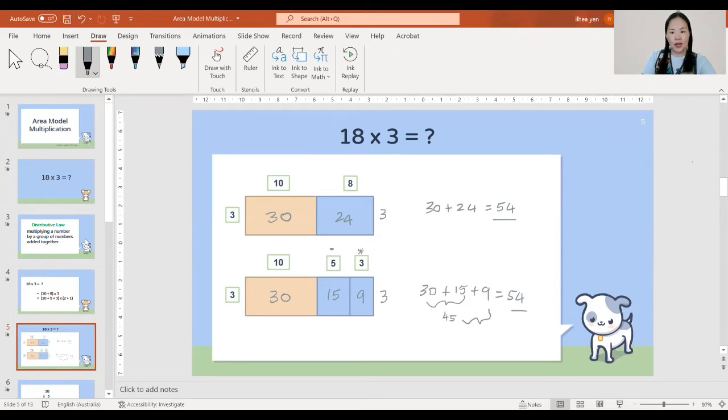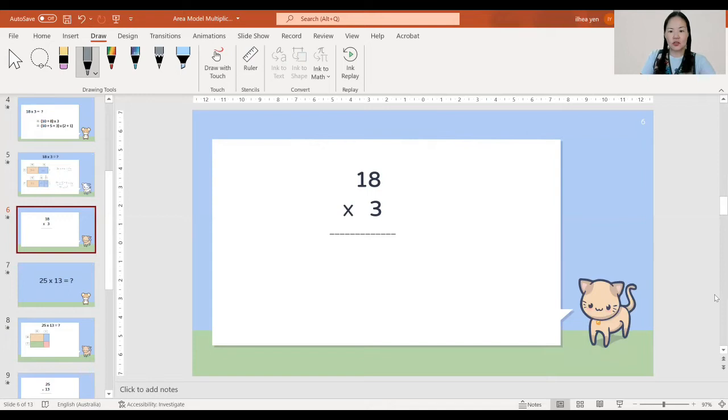and add them all up. Let's have a look at just using number sentence without using diagram. We need to know your place value for this. So 8 is ones place, and 1 is not ones place, it's a tens place.